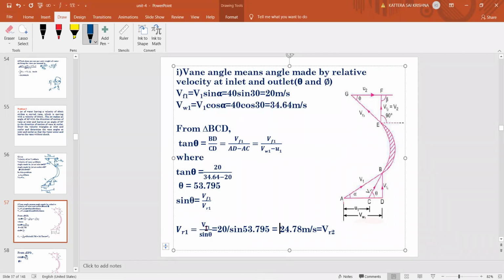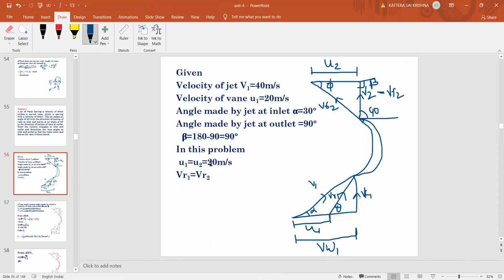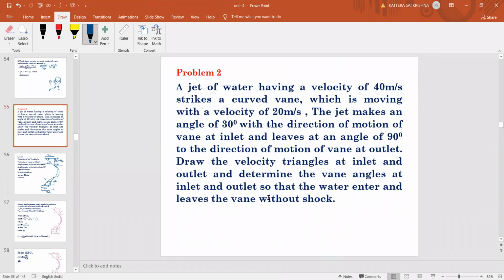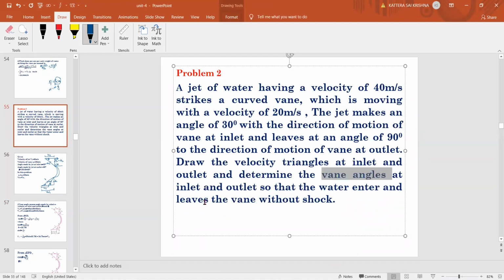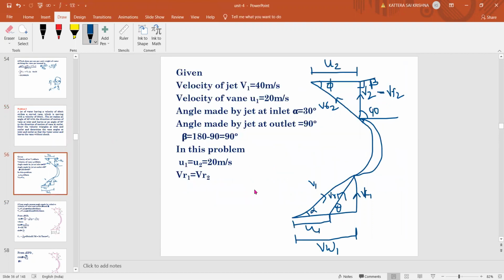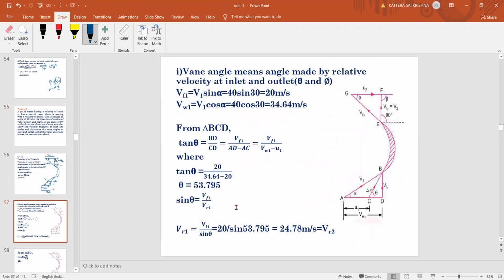Next, after finding VR1 and VR2, you see in the question he asked us only to find the angles. He has not asked to find any work done or anything. So only vane angles we need to calculate. Here we have found theta already, 53.795. So we need to find phi here.